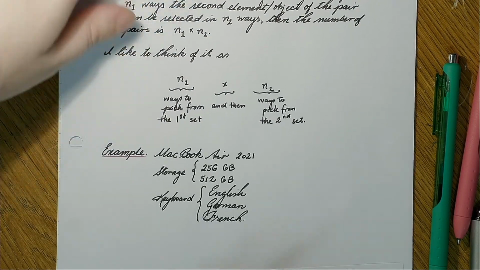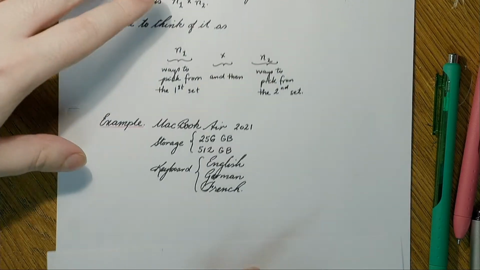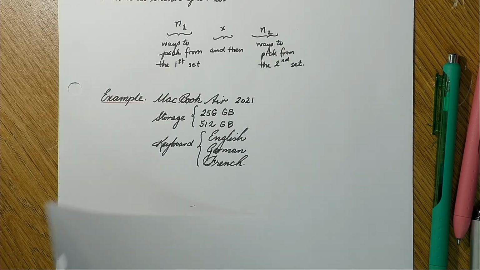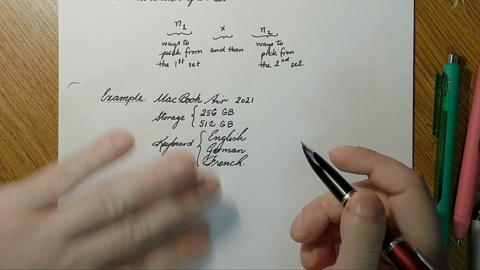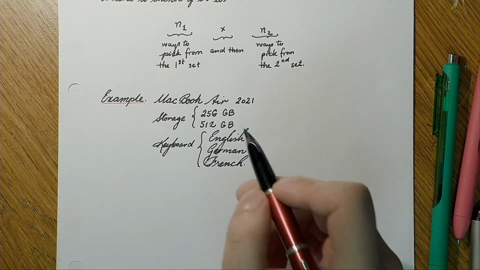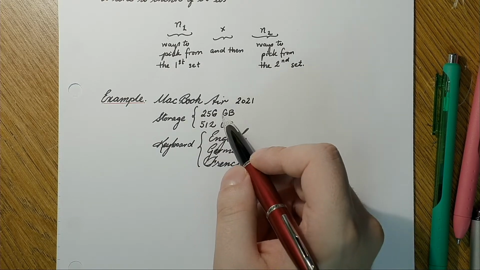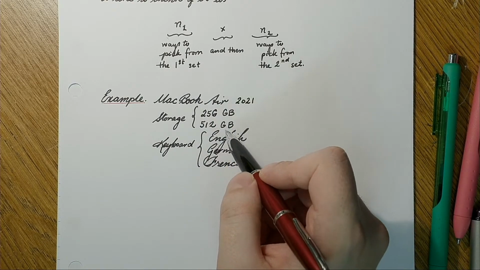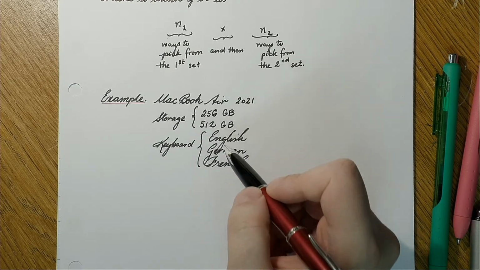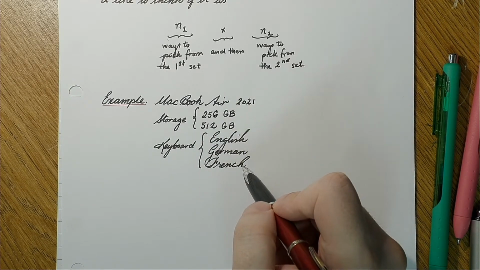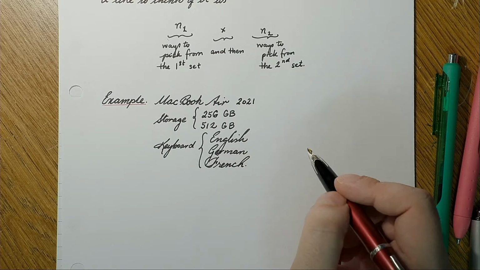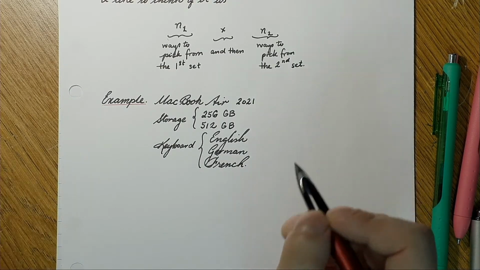So here's my example that, again, is different from the textbook. Not different in concept, just to give you a different variety. I have here a MacBook Air 2021, and let's say that there's two things here. There's storage and keyboard, and there's 256 gigabytes and 512 gigabytes for storage, and for a keyboard you can have English, German, and French.